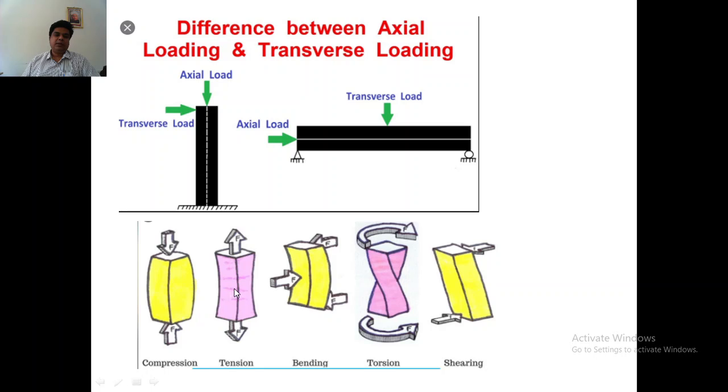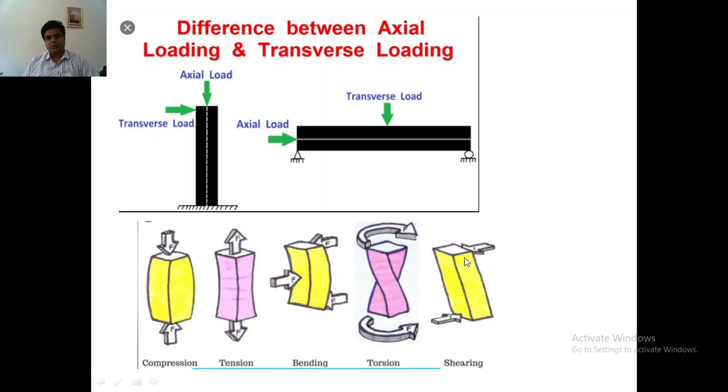So remember that tensile force and compressive force are axial forces only, because they are acting along the axis of the component. Tensile force is acting away from the component, and compressive force is acting towards the component.